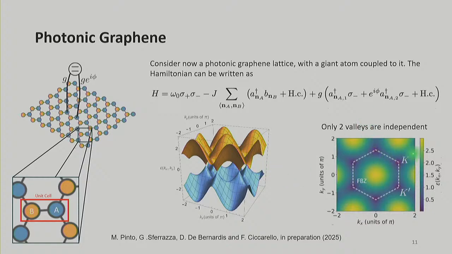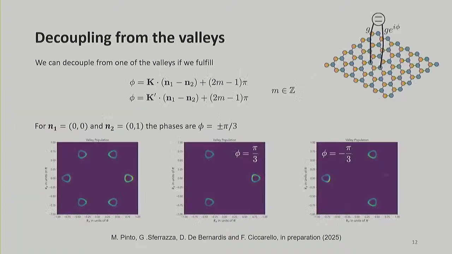You can see that we have six of them, but it's possible to show that only two of them are independent. So the idea here was to play around with the phase of this giant atom to make the emitted photon decouple from one of those specific valleys. And we managed to find this solution.